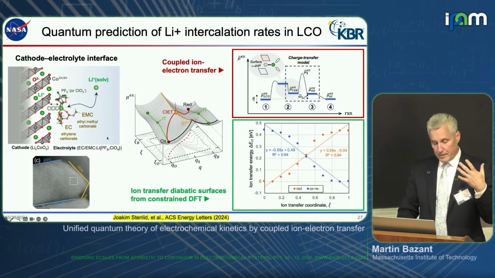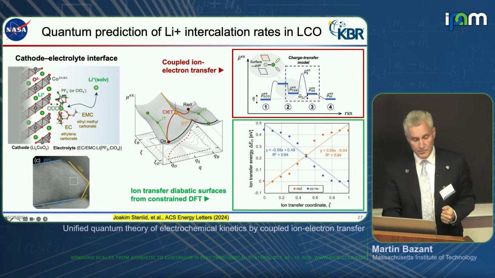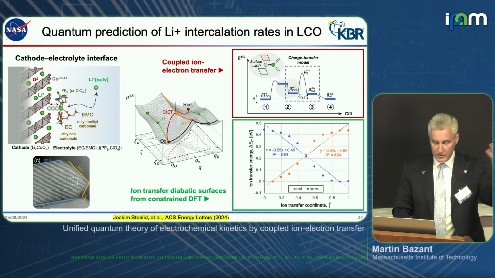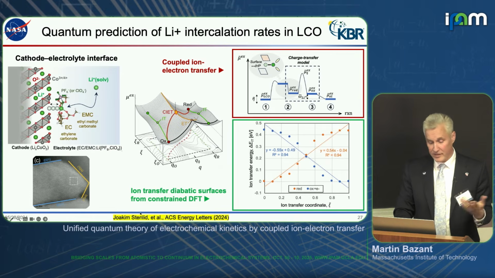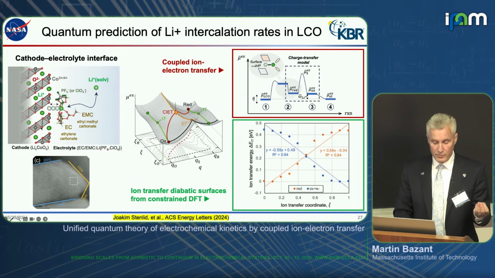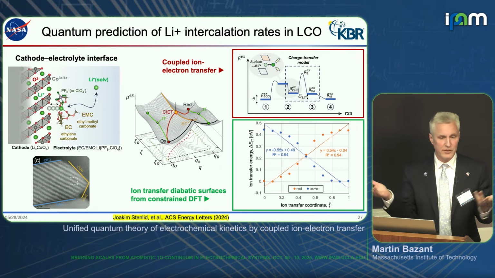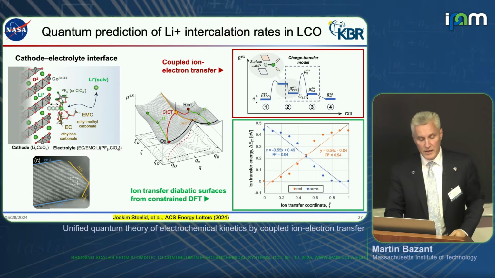But basically, Joachim Stenlid and collaborators, and Stenlid is now, by the way, also a professor in Sweden. I should have added that. So he looked at lithium cobalt oxide. That's one of the most common, it is the most common cathode material for portable electronics. Like your cell phones and your laptops, these are generally lithium cobalt oxide.